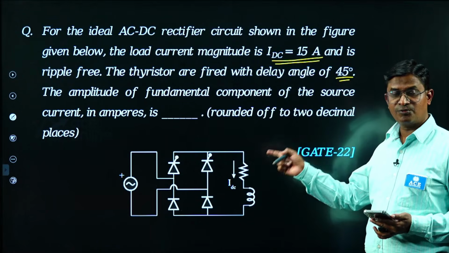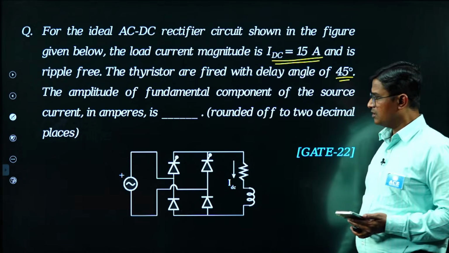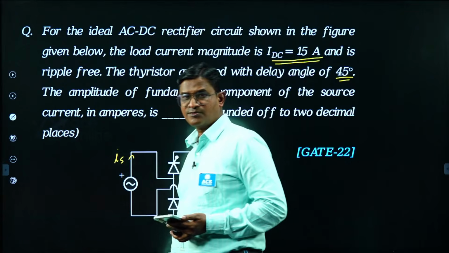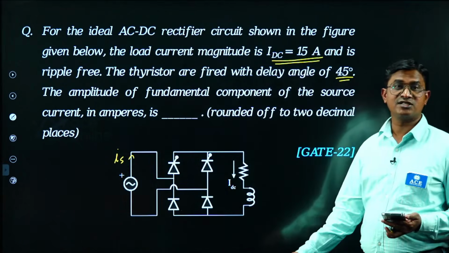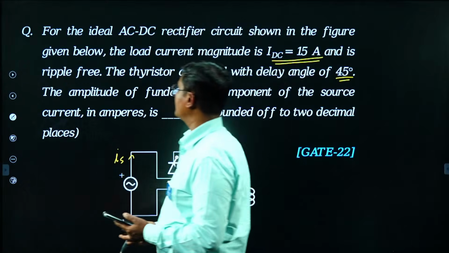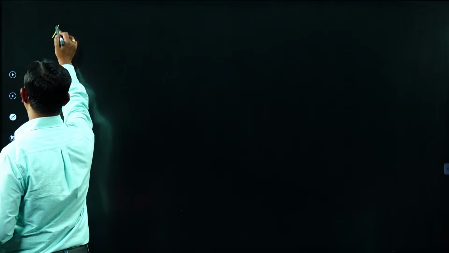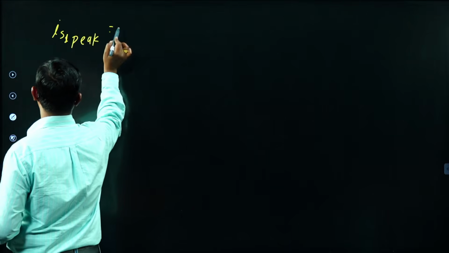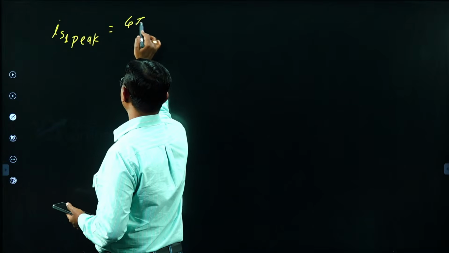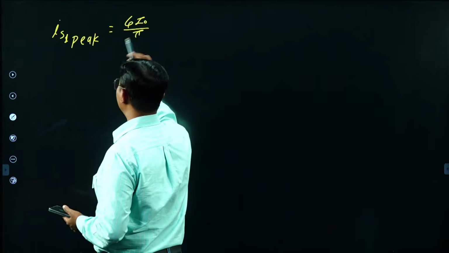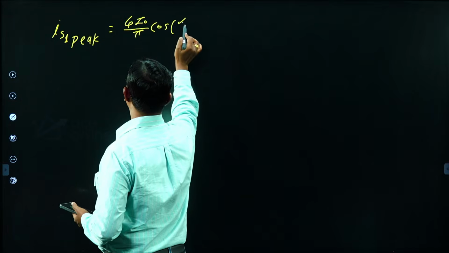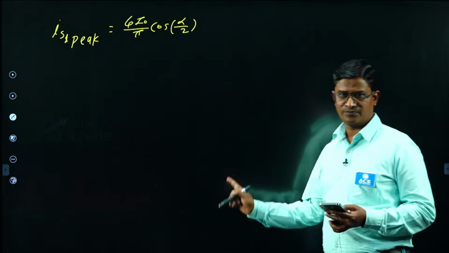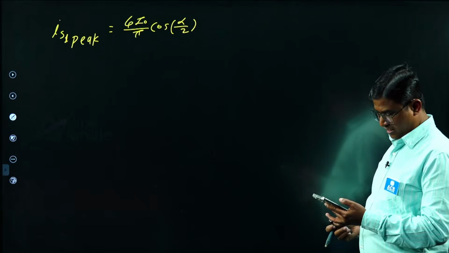Check while discussing the input power factor for highly inductive load. For the supply current, we have derived the Fourier expression. From that we can find IS1 peak. What is IS1 peak? For the semi-converter, it is 4I0 upon pi into cos of alpha by 2. So this is my expression.